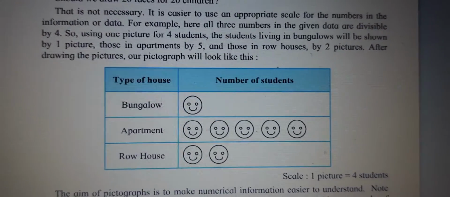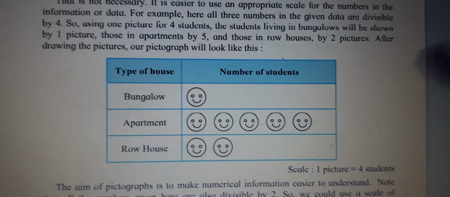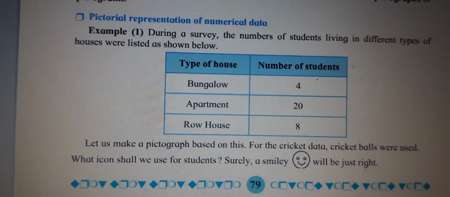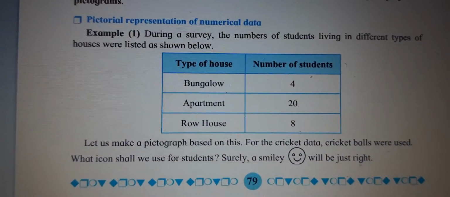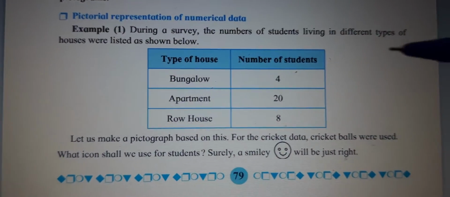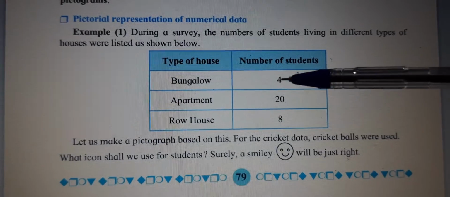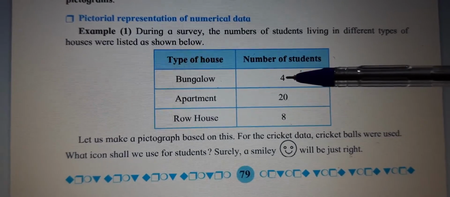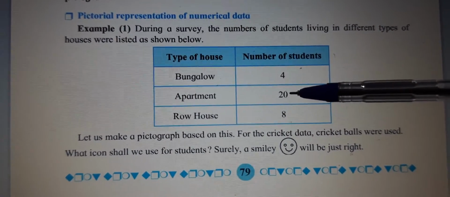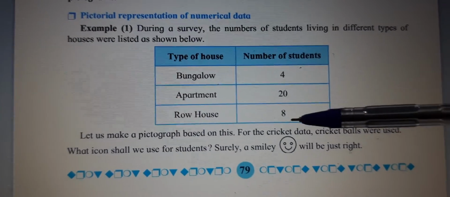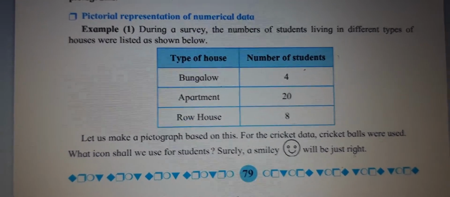See, after drawing the pictures, it will look like this. Once more, I am showing the question to you. Bungalow 4 children, apartment 20, row house 8. So it is divisible by 4. 4 ones are 4, so only 1 smiley. 4 fives are 20, so 5 smileys. And 4 twos are 8, so 2 smileys.